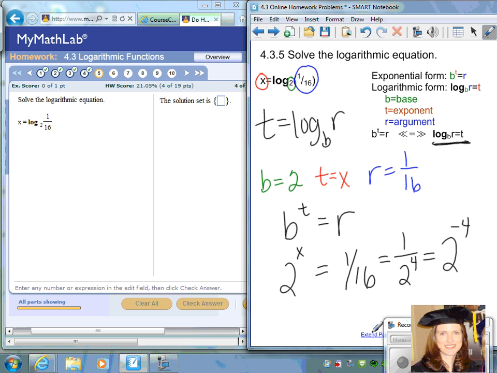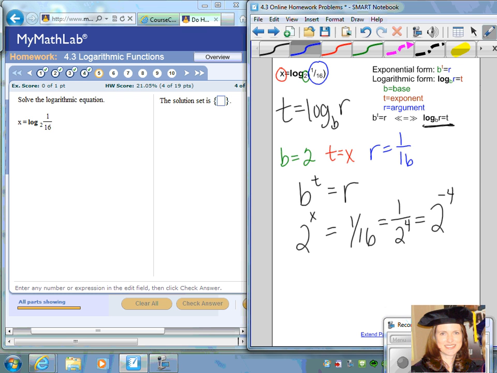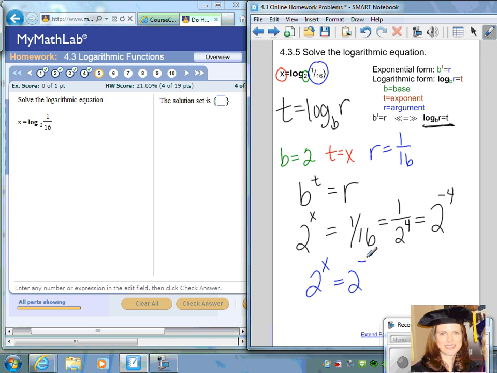So if you have an equation now that can be written as 2 to the x power equals 2 to the negative 4 power, then if you have an equation where the base on the left equals the base on the right, then you can drop the bases and say the exponent on the left has to equal the exponent on the right. So we can say x has to equal negative 4. And we can check our answer.